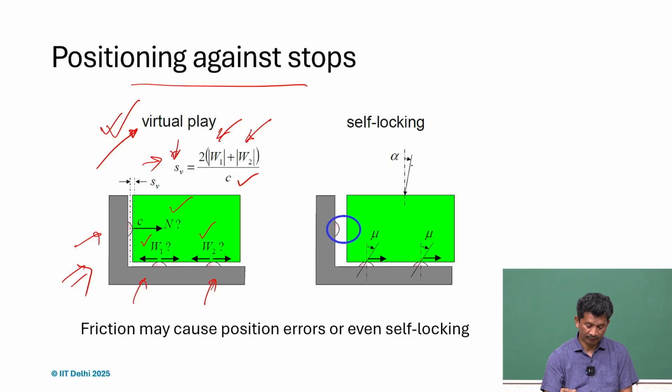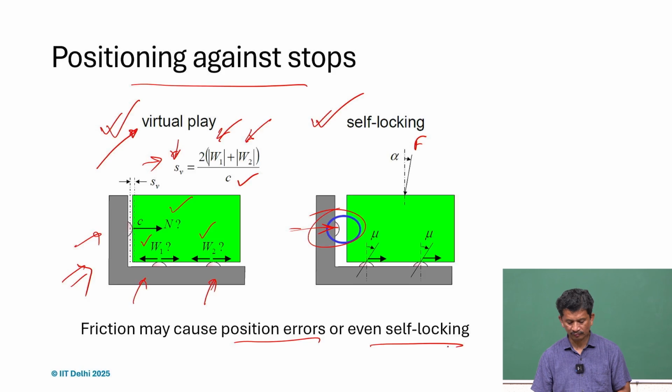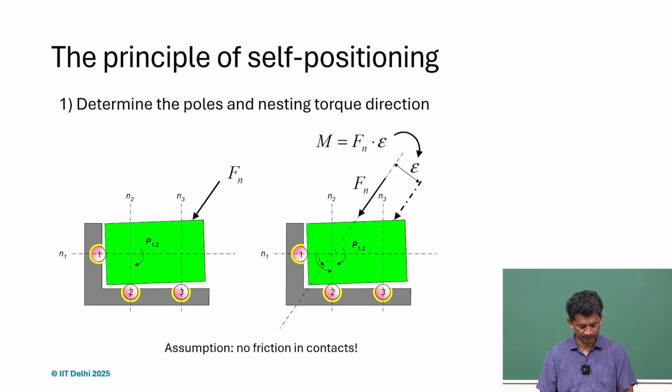Even though all three are in contact, there is uncertainty in positioning. If the force we are applying has an alpha below mu, it will get jammed and never come in contact with the third point. No matter how large the force is, we may feel it is touching the third point, but there is no contact there, so it can also get self-locked, and the error can be very large. So friction can cause position errors or even self-locking, in very layman terms.